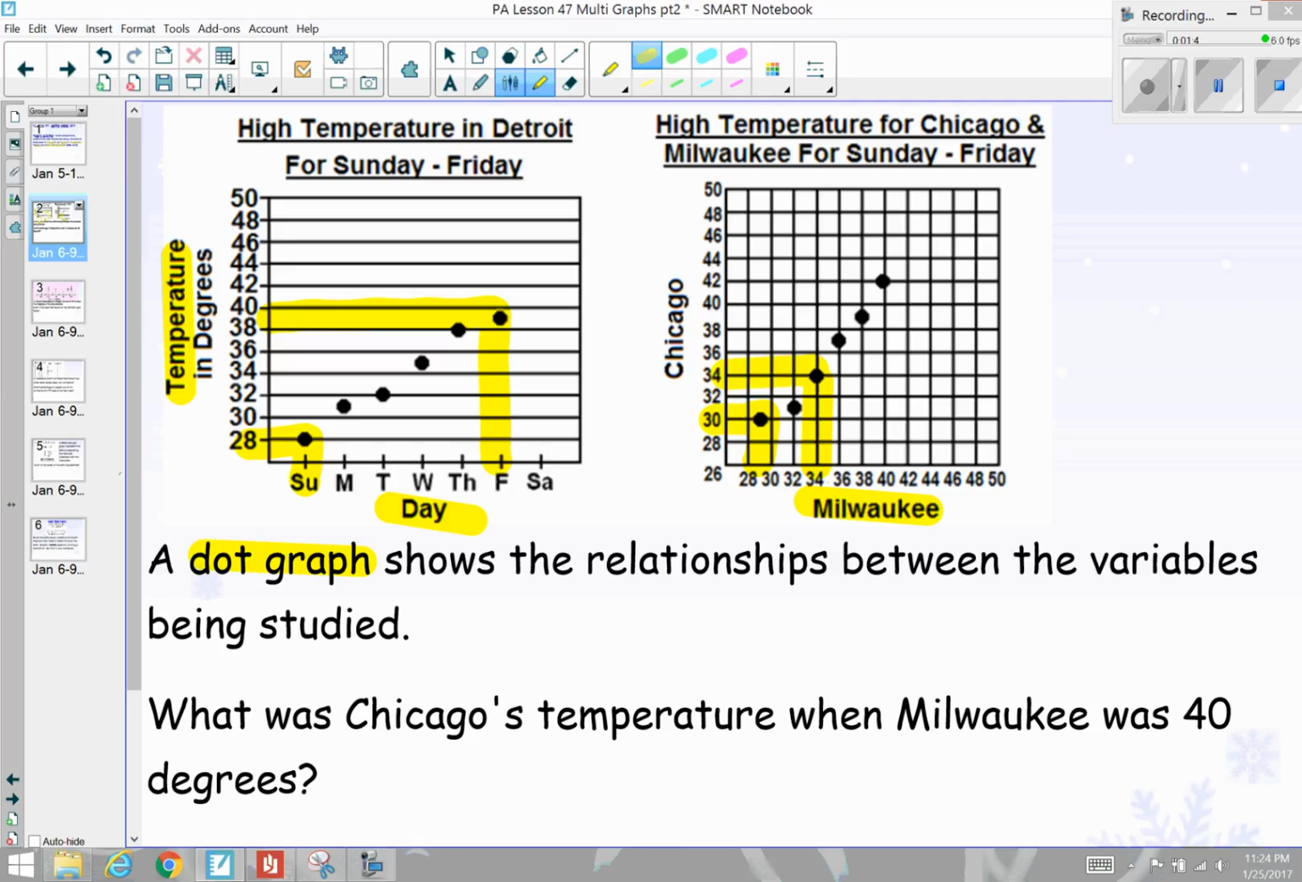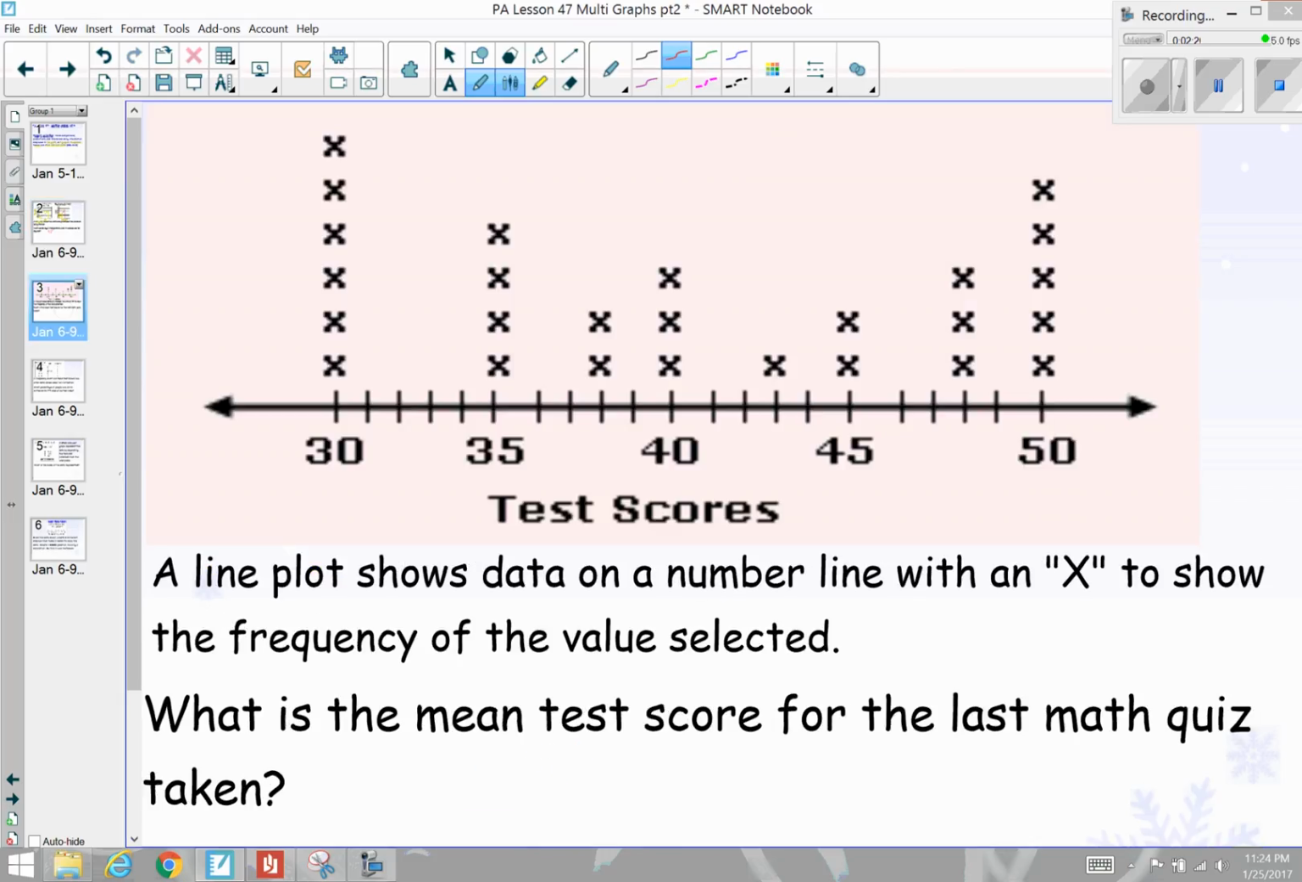All right, I have a question for you, and I'd like you to pause the video and answer it. What was Chicago's temperature when Milwaukee was 40 degrees? Stop and think about that question. All right, when it's 40 degrees in Milwaukee, what is the temperature in Chicago? It is 42 degrees. So we're following the graph. Very good.